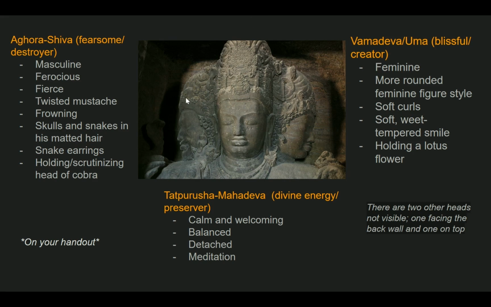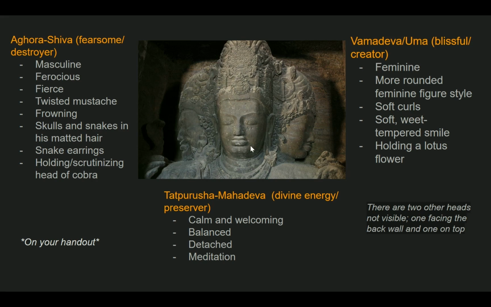This is Shiva in his fearsome destroyer form. He's much more masculine. He is supposed to look ferocious. He has this twisted mustache. He's frowning. Within his hair, we have these skulls and these snakes, and his hair is really matted. He also has snake earrings, these cobras, and in fact he's holding and scrutinizing the head of a cobra. So he's in his very fearsome, destructive force. Come back to our Shiva Nataraj and this dance of destruction and creation, but reflective here, it was primarily focusing on the destructive forces.